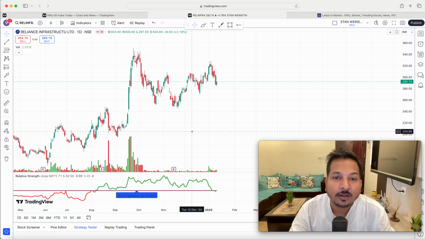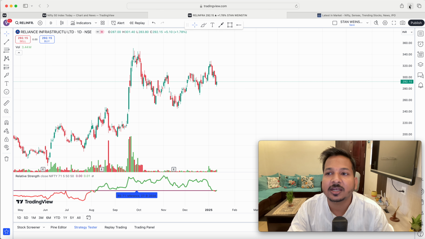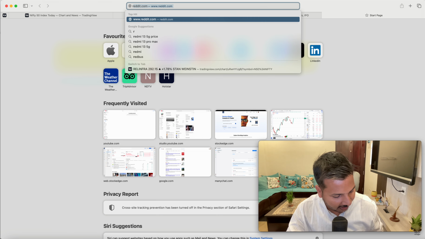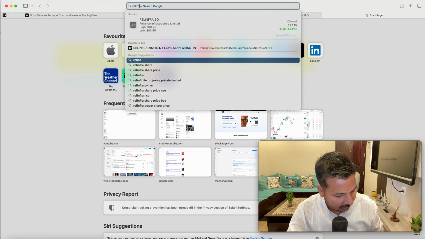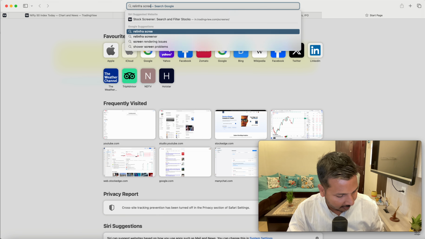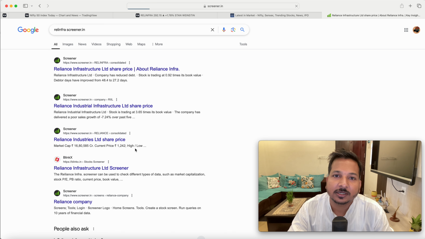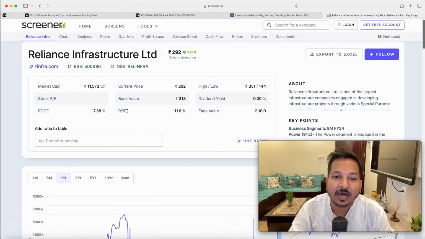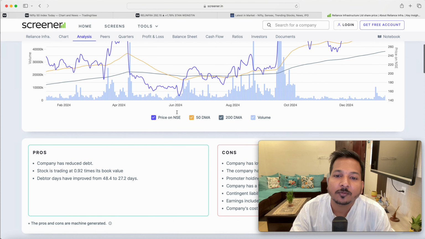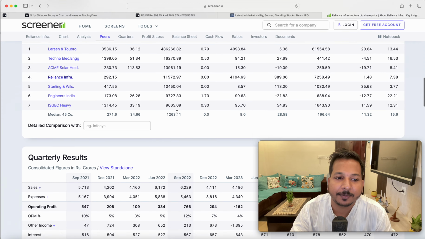This fundamental data you can see in screener.in for free. So you write REL Infra screener.in and this page will open. Now here you see ROE is minus 11%. So I will avoid these stocks simply because I don't want to put money in any bad company.